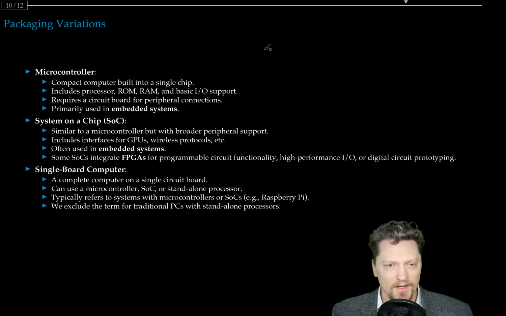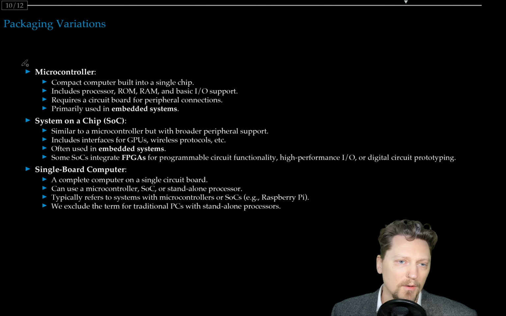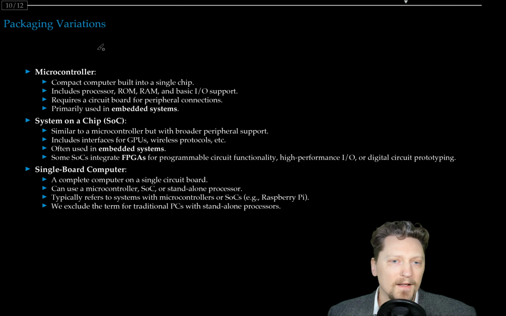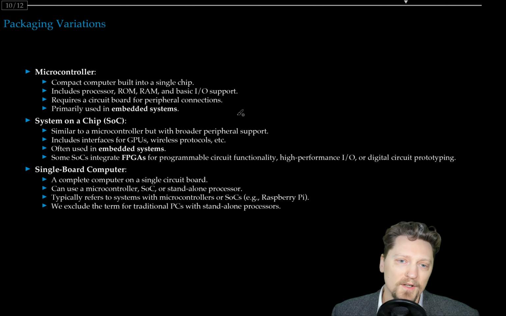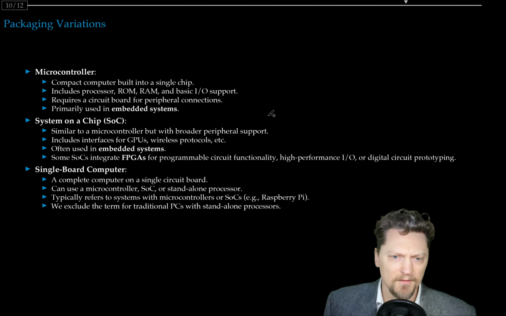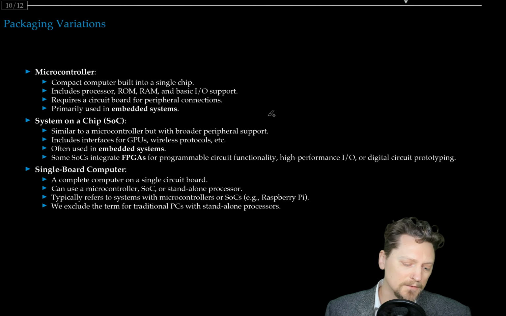Okay, packaging variations. Here are three types of packaging that we're going to be talking about off and on throughout the course. A microcontroller is a compact computer built into a single chip, a single integrated circuit. It includes a processor, ROM, RAM, and other basic I/O support. It requires a circuit board for peripheral connections. So you have to mount this chip onto a circuit board to connect it to any other devices. It's primarily used in embedded systems, often low-cost devices as well.